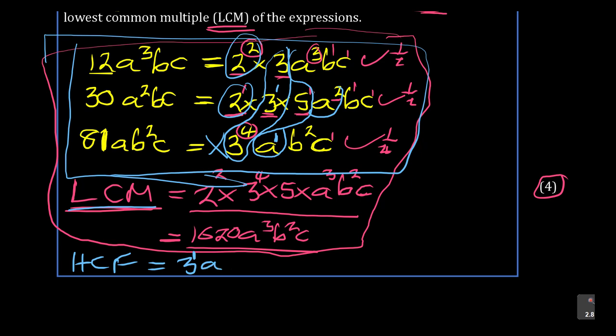I put A. I do the same for B. B is appearing in all of them. And the moment you see B to the power 1, it means take the smaller power. Again, C is appearing in all the 3 and the power 1 is there. So like that, then the answer is 3ABC. Then you've got that. You get 4 marks, man. It mustn't take you 2 minutes. It mustn't take you a long time. You just do this thing quick.